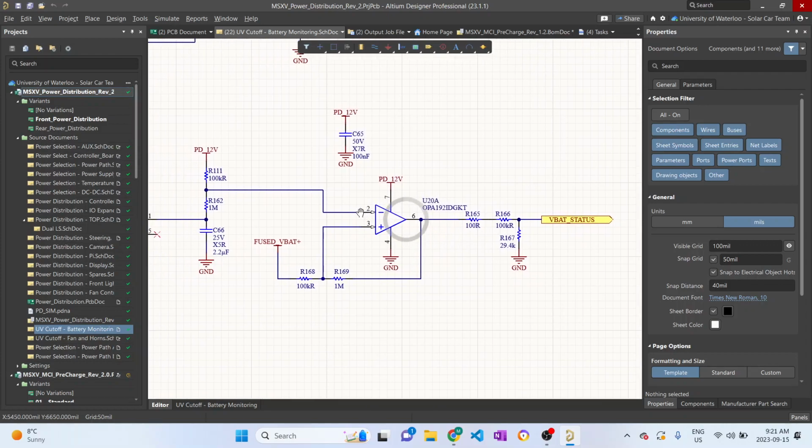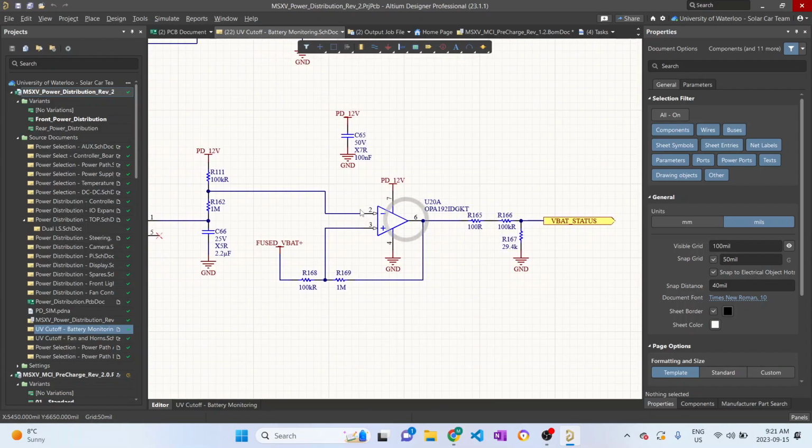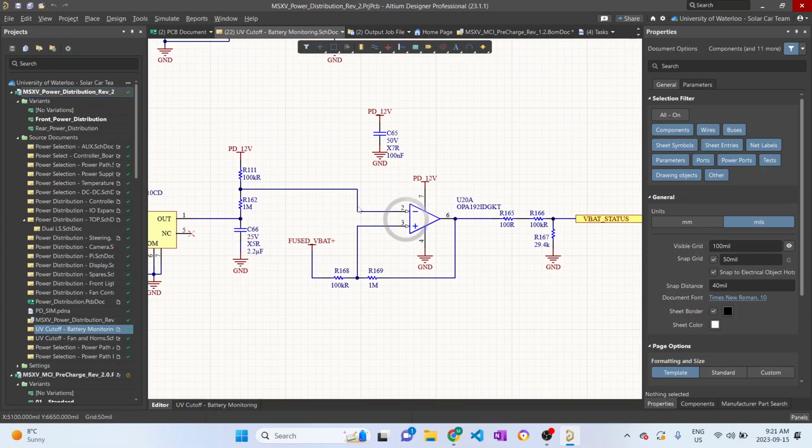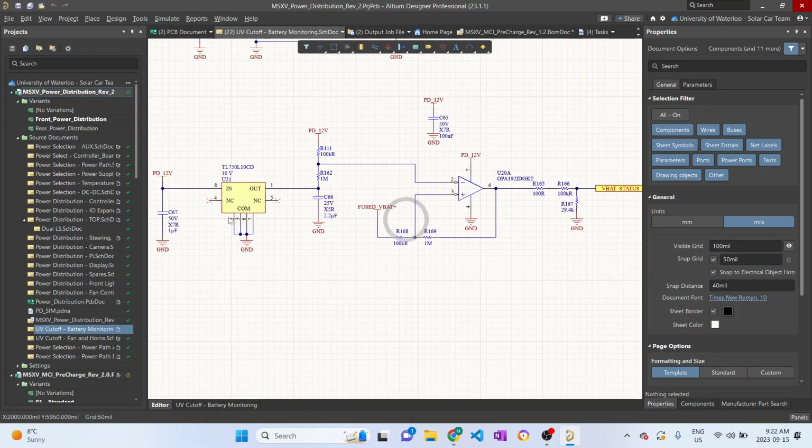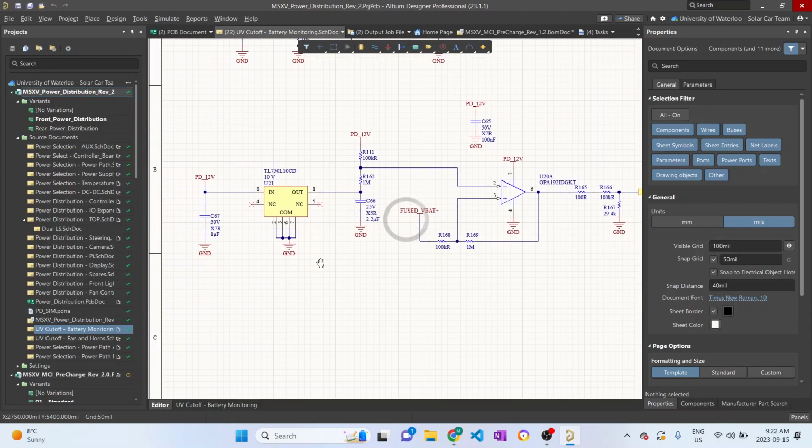Because if the inverting input was higher than the battery voltage, then we know something's wrong, and then ground gets used at the output of the op amp, and then we know the status of the battery is probably bad, so we just turn it off. And this is just a low dropout voltage regulator over here that just converts 12 to 10 volts.